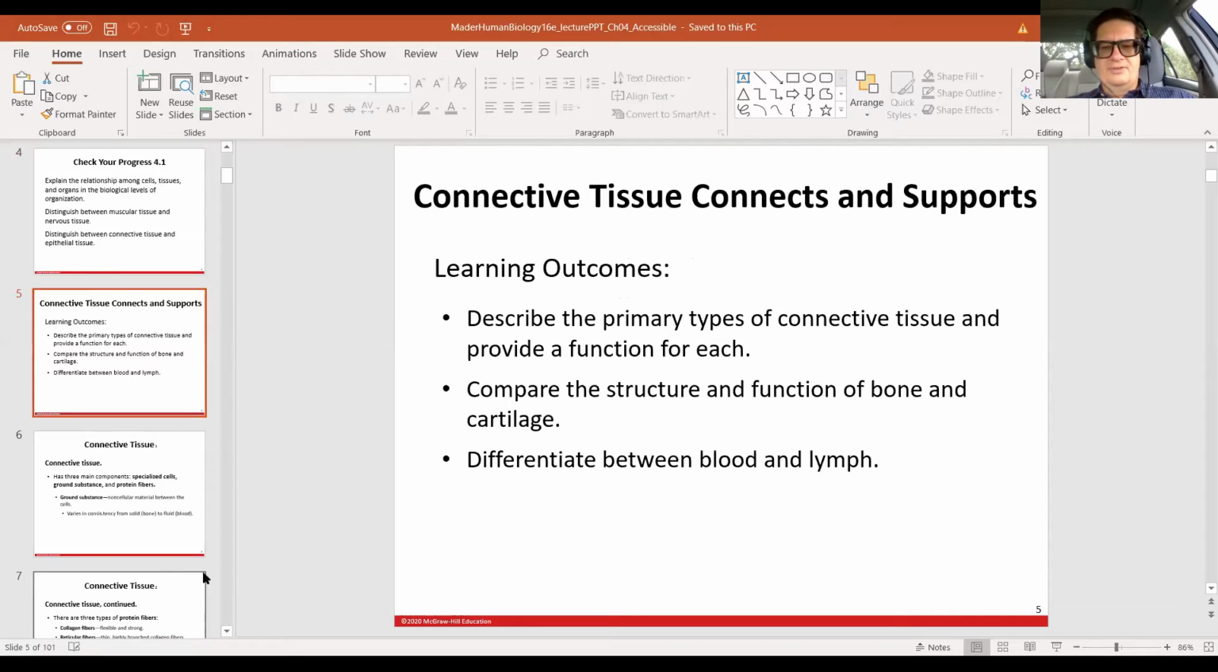Describe the primary types of connective tissue and give a function for each. All right, we've already talked about the fact that blood is considered to be a connective tissue. Bone is dense, it provides protection. It also provides something for skeletal muscles to pull on to provide locomotion and make you move.